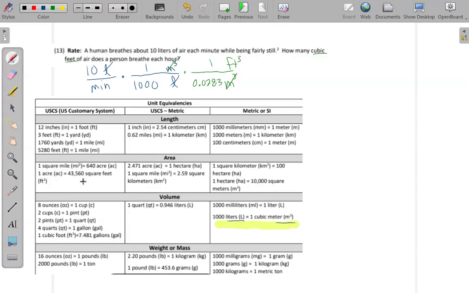Cubic feet, feet cubed. And then minutes to hours. So minutes is in the bottom. So that means minutes has to go in the top here. Hours can go in the bottom. And there are 60 minutes in 1 hour. And that should get rid of minutes. And that leaves us cubic feet per hour, which is what we were asked to do here. So hopefully you know how to take this and plug it into your calculator to get an answer. I'm going to leave that to you.